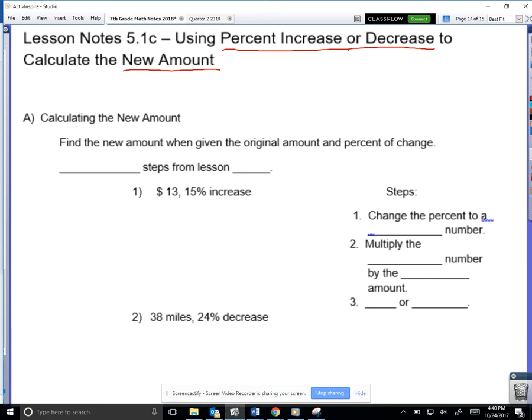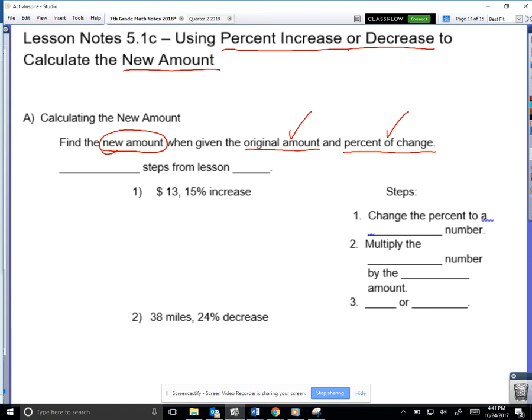All right, so here's what's going on. We're going to be calculating the new amount, when given the original amount. Yesterday we looked at if we had the original and the new amount, we calculated the percent of change. Now we're going to look at something a little bit different. We're going to be given the original amount and the percent of change, and what we're trying to find is the new amount. That's the number that's going to be missing.